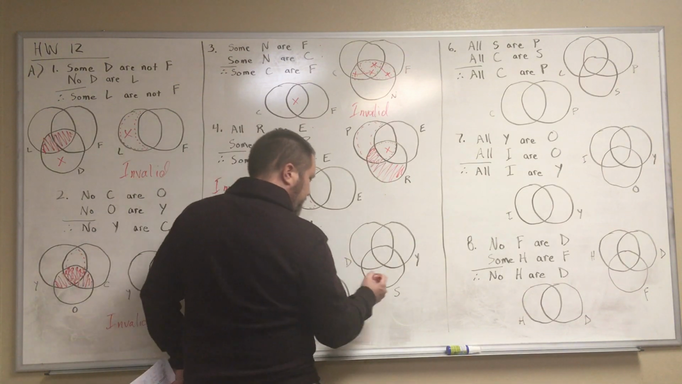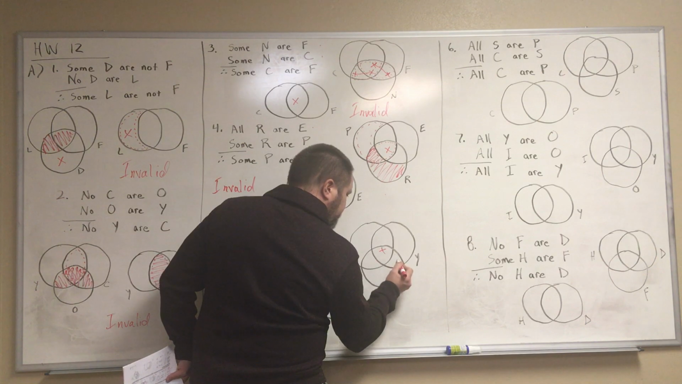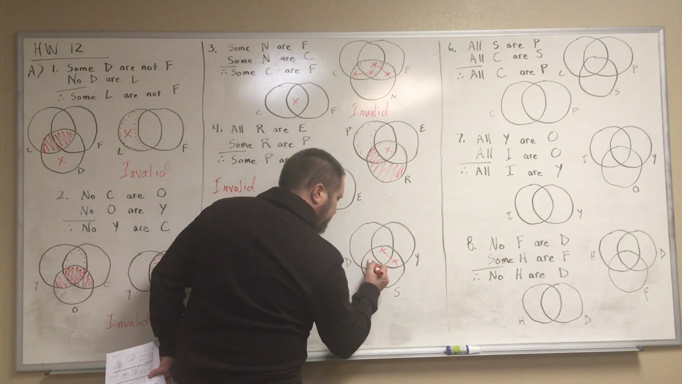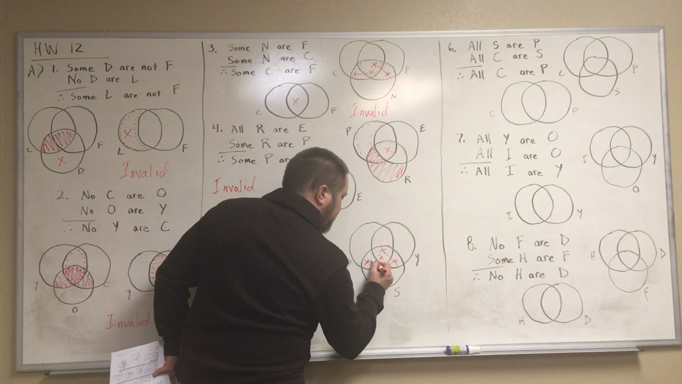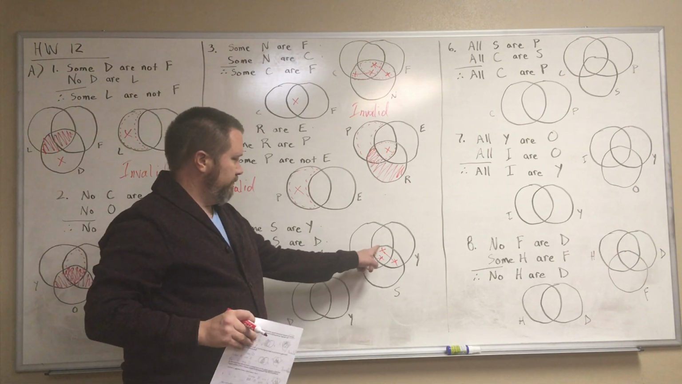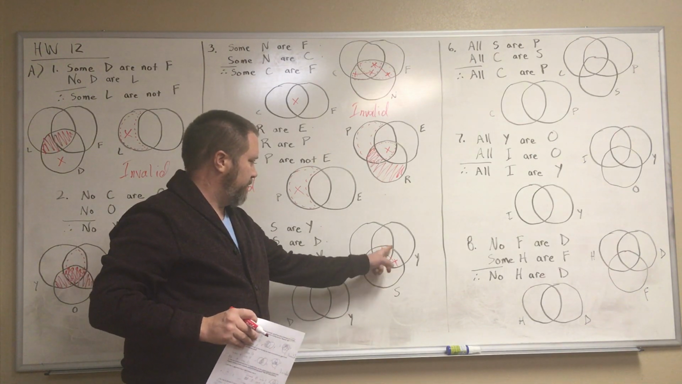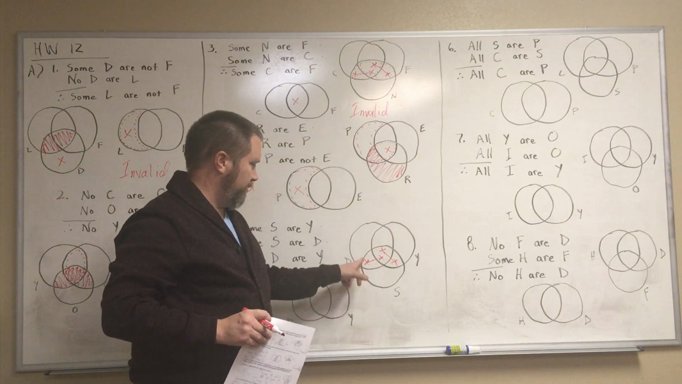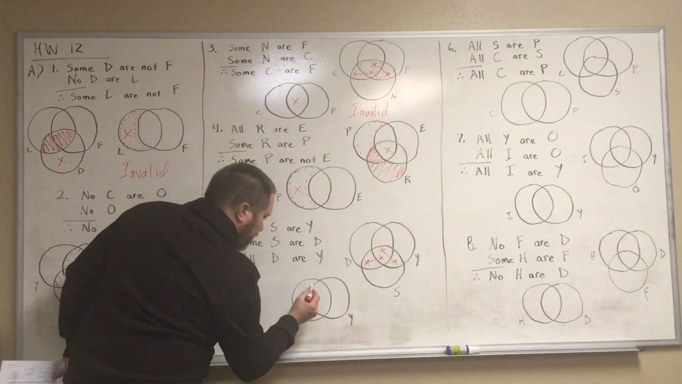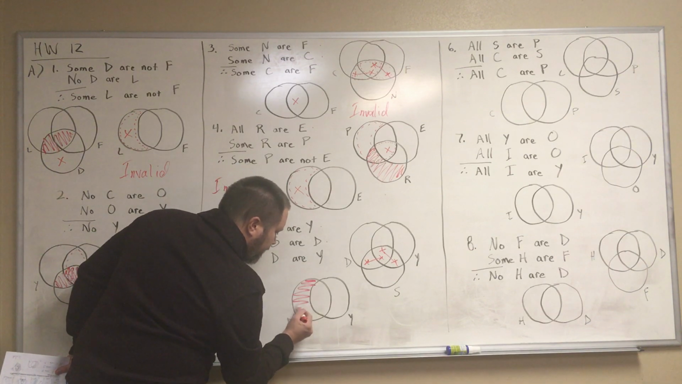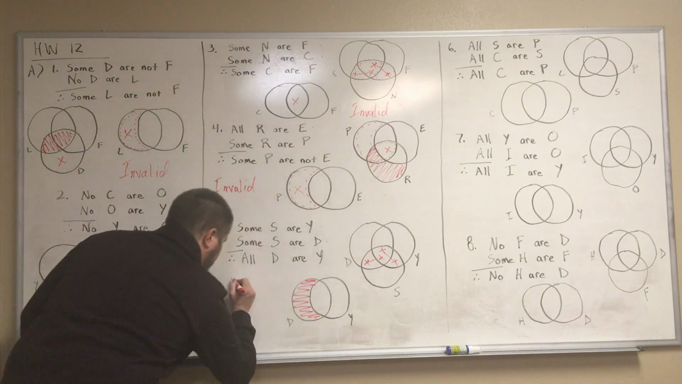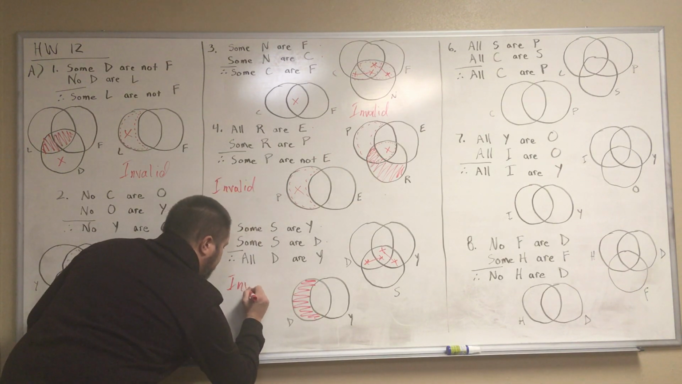Some S are Y. So we have a front straddling X there. Then some S are D. Another front straddling X, just like we did in number 3. We know that there's an X somewhere in this football, but we don't know which side. And then all D are Y. And that one's asking for shading, so we know pretty much right away that that one's invalid.